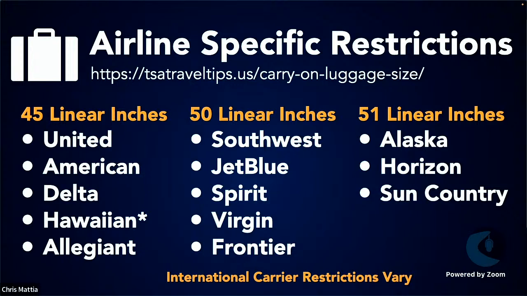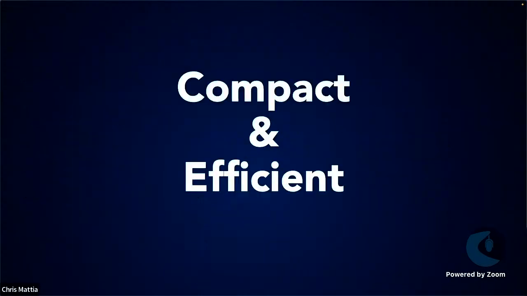If you're traveling internationally, then you're going to really need to follow up with your specific carrier to find out what their restrictions are. This tsatraveltips.us site does have international travel, and they've got a lot of airline carriers listed on there for you. So you're able to go on and find a lot more information on there as well.